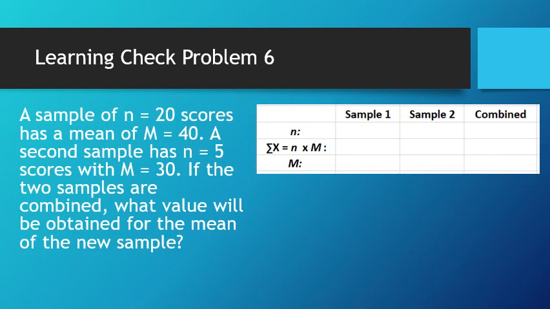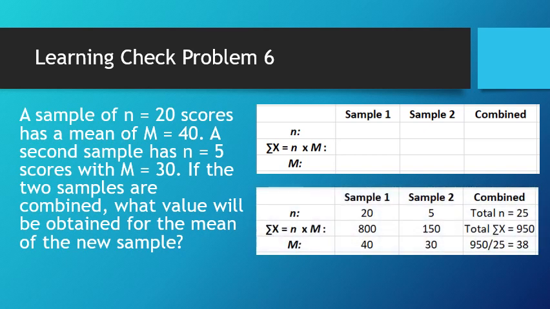Learning check problem 6. A sample of 20 scores has a mean of 40. A second sample has n equals 5 with a mean of 30. If the two samples are combined, what value will be obtained for the mean of the new sample? So fill out your chart the best way you can. Pause the video while you do so.